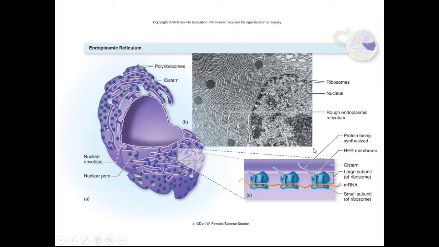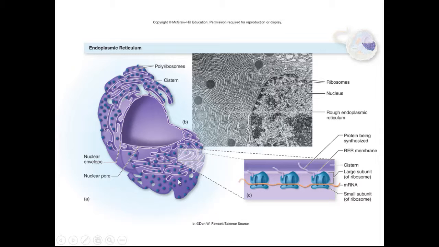Here's a better figure showing the membranes on this electron micrograph, this big sandwich or pancake full of membranes, right next to the nucleus. This is a very well developed endoplasmic reticulum in this cell.